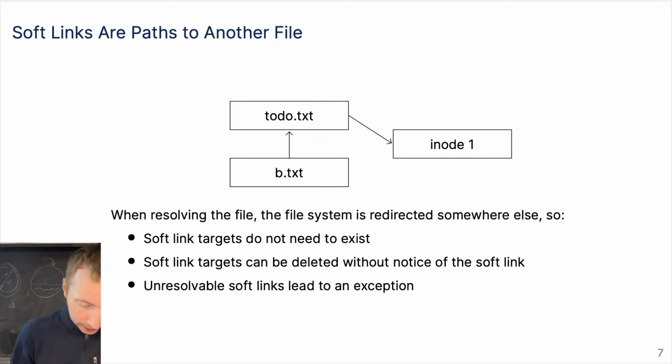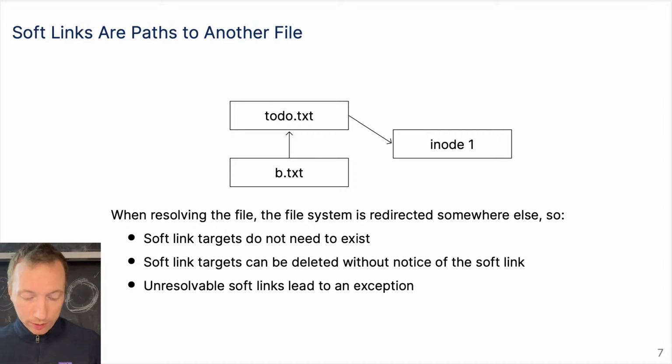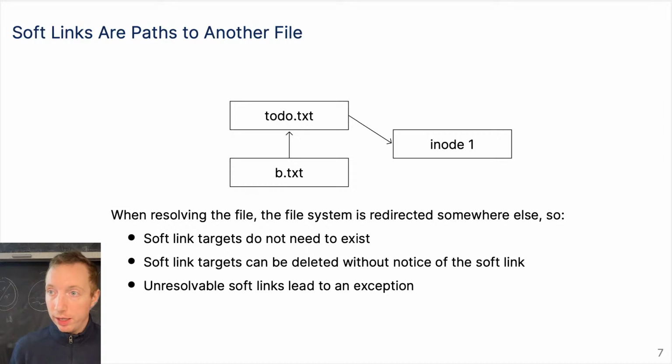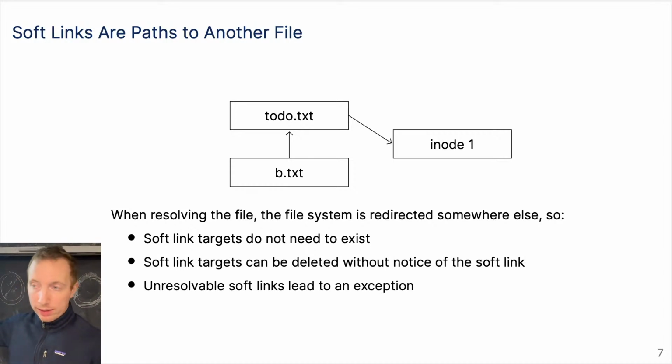So then there's something called a soft link. A soft link all that does is point to the name of another file. It doesn't point to an inode, it just points to a name. So when resolving whatever file that is, the file system is redirected somewhere else, and it reads that content. So if I create b.txt as a soft link, instead of pointing to an inode, it just points to a name. It could point to something like to-do.txt.